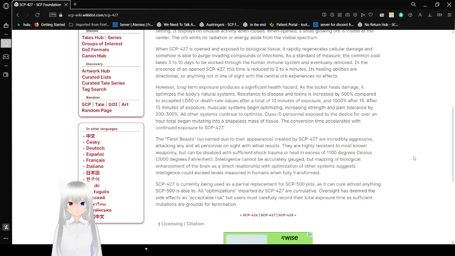As a standard measure, the common cold takes 3 days to be worked through by the human immune system and eventually removed. In the presence of an opened SCP-427, this time is reduced to 2 to 4 minutes. Its healing abilities are directional, so anything not in line of sight with the central orb experiences no effects. However, long-term exposure produces a significant health hazard.